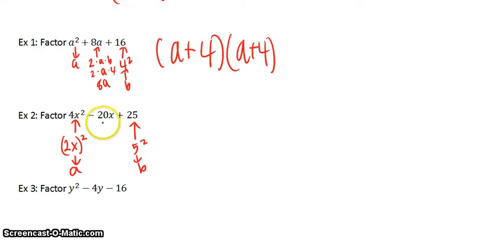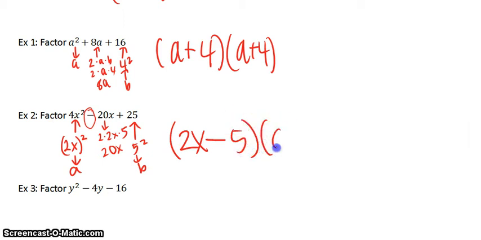So we have 2 times a, which we know a is 2x, times b, which is 5. So 2 times 2 is 4, times 5 is 20, so 20x. Perfect. But since this right here is negative, we're going to have a minus b. So a in this case is 2x minus b, which is 5, times a, which is 2x minus 5, which is our b.